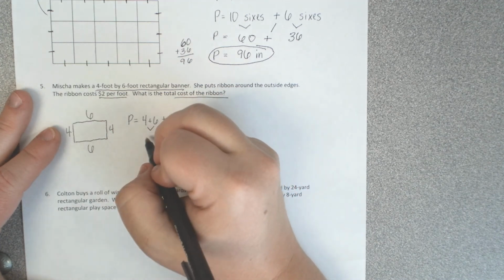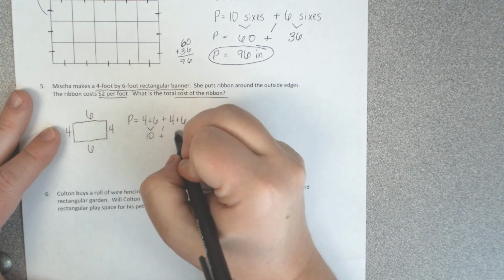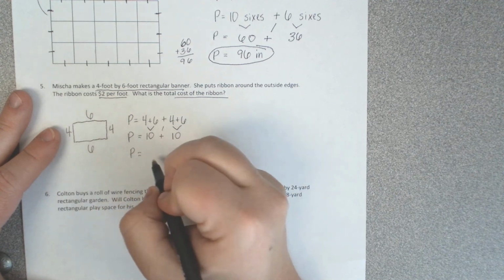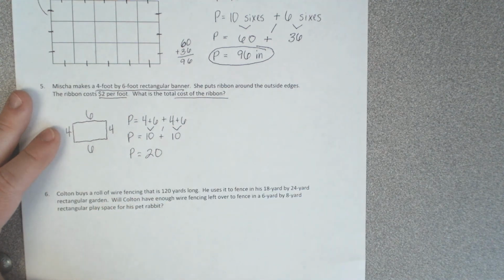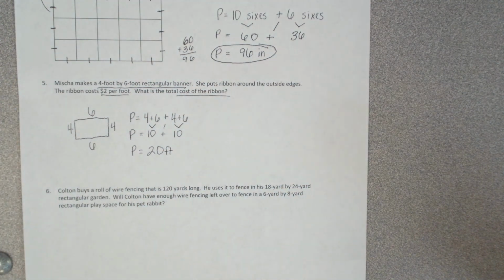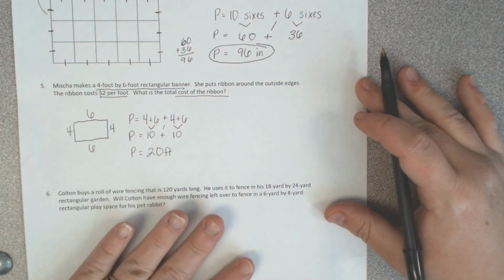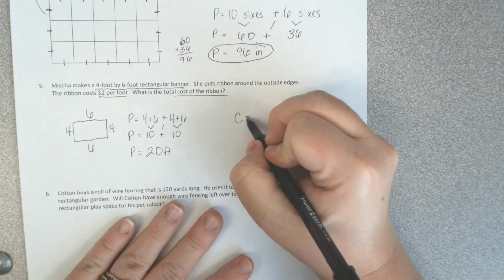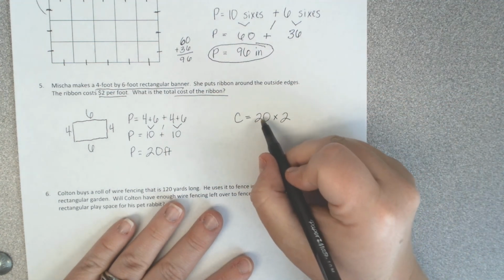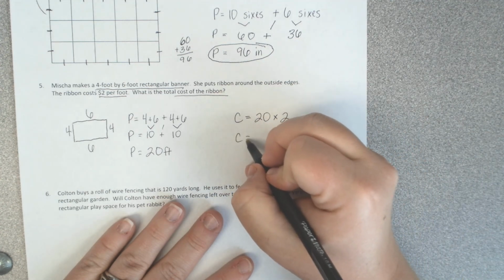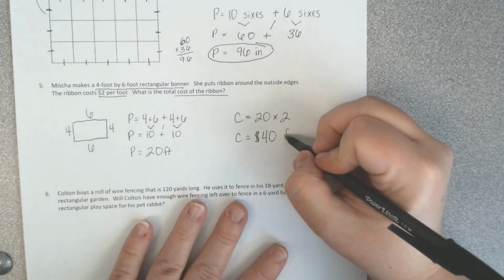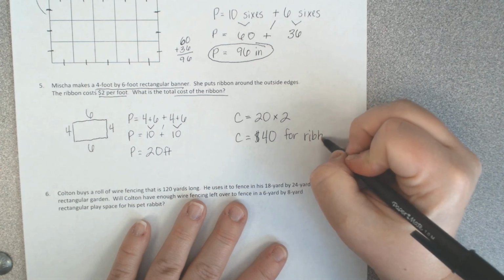Figure out my perimeter. So perimeter equals 4 plus 6 plus 4 plus 6. 4 plus 6 is 10. Bring down my plus. 4 plus 6 is 10, right? So perimeter equals 10 plus 10 is 20. So I've got 20 feet. However, I want to put this around 2 of these. So an easy way that I can do that is I can say the cost equals 20 times 2. I can do that pretty easy. 2 times 2 is 4, so the cost equals $40. $40 for ribbon, okay?